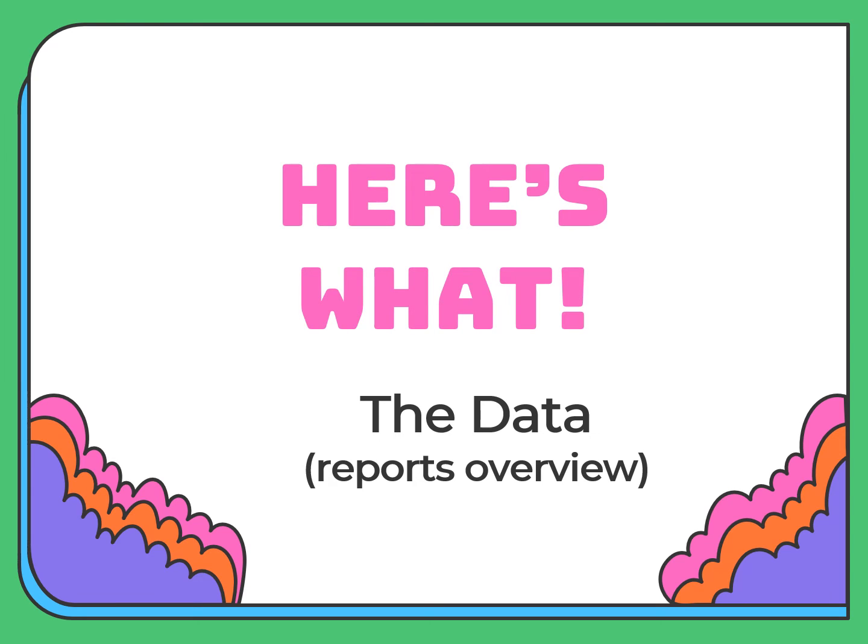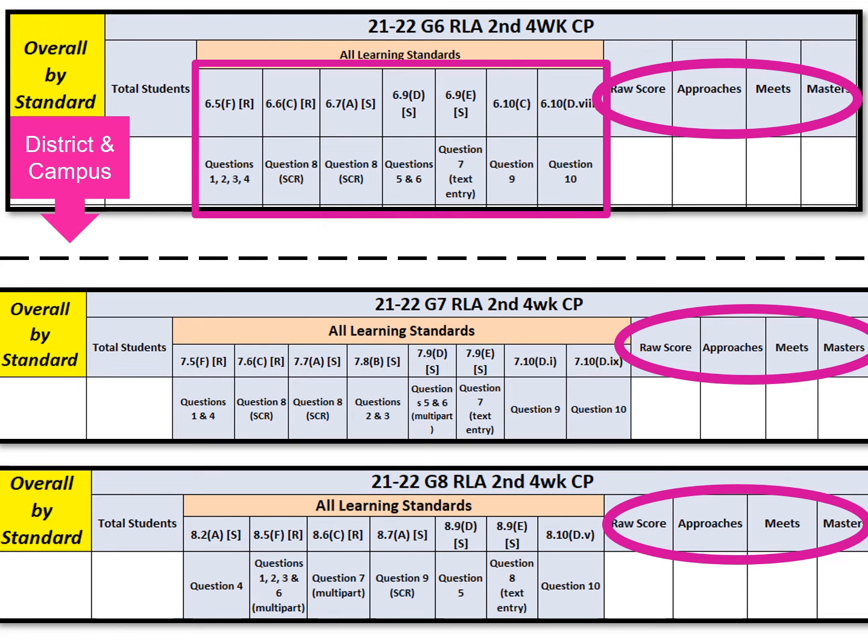For your here's what, remember you're looking at the data. What I wanted to do in this case is just very quickly point out to you what is in these reports. It'll differ somewhat because we're looking at 4-week checkpoint data. Just a reminder that the overall by standard report will list the SEs along with the questions for the particular SC. Here is when you can also see the approaches, meets, and masters level performance. Remember, the reports are by grade level. The data does include the new item types, the multi-part, text entry, and short constructed response. Those are noted on the reports as well.